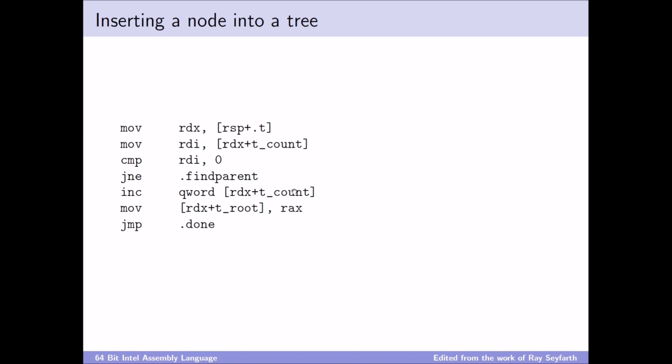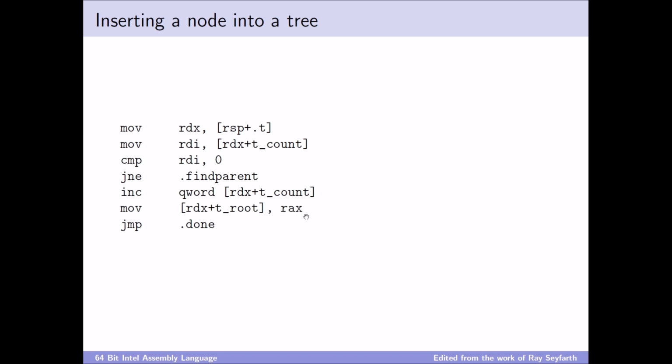That's why I have to tell it that this count is in fact a quad word. This is an extra reminder of why I'm using this quad word. So now I've incremented the count by 1 to indicate that now my tree will actually contain one item, specifically my newly created node. Then I'm going to move the value that is in RAX.